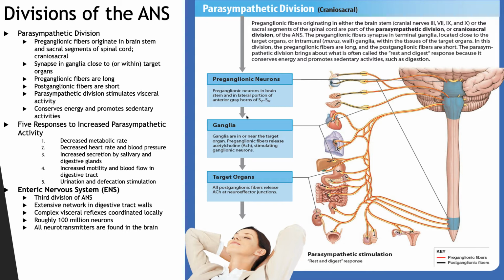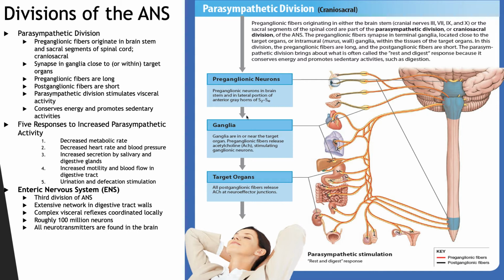The ANS also includes a third division, the enteric nervous system, or the ENS. The ENS is an extensive network of neurons and nerve networks in the walls of the digestive tract. The sympathetic and parasympathetic divisions both influence the enteric nervous system, but many complex visceral reflexes are initiated and coordinated locally. They operate without instructions from the CNS.